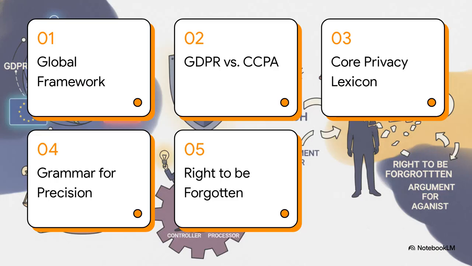We'll start with the big picture, the global legal framework. Then we'll zoom in on its two main pillars, the GDPR and the CCPA, and really compare them. After that, we'll build our core vocabulary, sharpen our grammar for legal arguments, and then finally, we'll put all those skills to the test with the complex debate around the right to be forgotten.